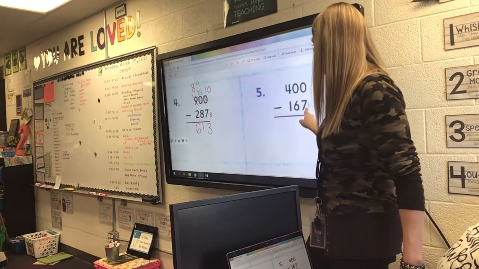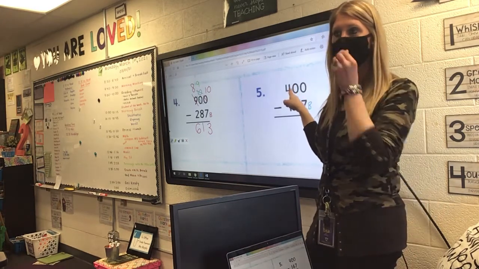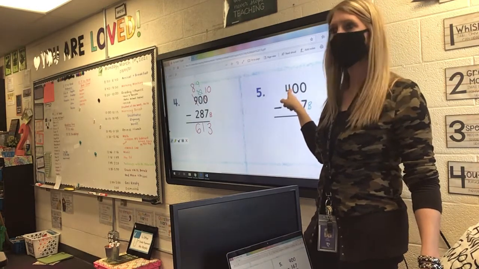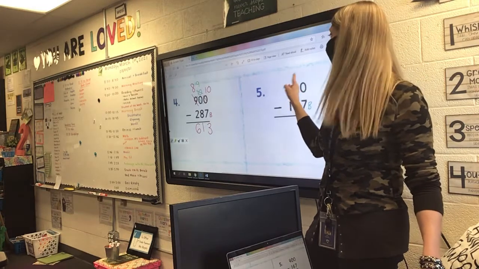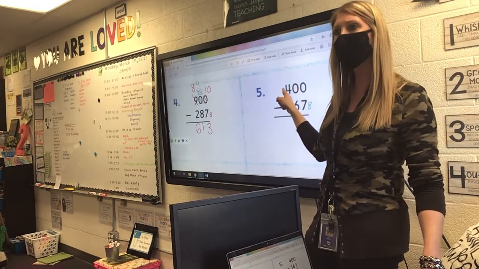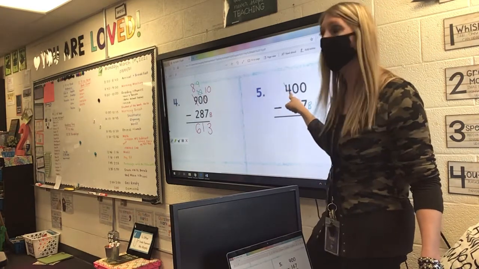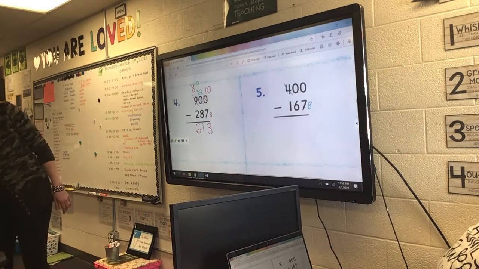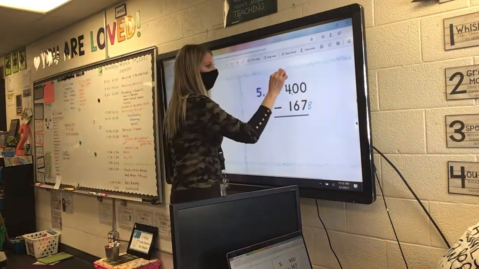Bigger bottom, better borrow. I'm going to go over to the neighbor next door in the tens place, the 0. Wyatt, can I borrow? No, it's a 0. If it's a 0, you cannot borrow. You have to go to the next neighbor. So Wyatt, who am I going to go to and borrow from? The 4. Cross off the 4, everybody, right now. The 4 becomes a 3.